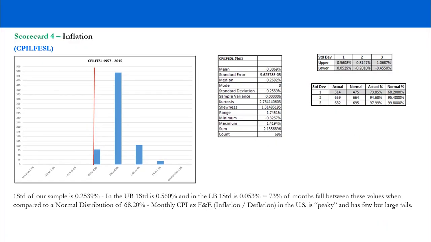So again, we're starting to learn an awful lot about this data, not just when we look at it on a standalone basis, but also when we're comparing to a normal distribution and also comparing to its cousin, if you like, the CPI including food and energy.